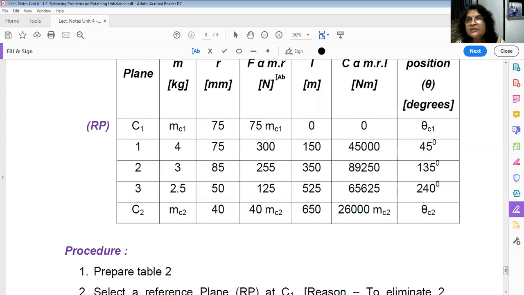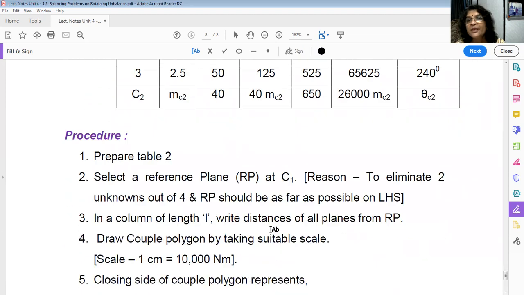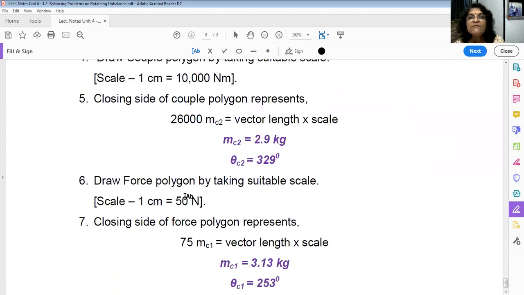So put the value of MC2 here. Now you get this force, 40 into MC2, that is 2.9 kg. Now this vector is not unknown. Magnitude we know, direction also we know. Now we can draw the force polygon. Understood? So what is the next step? Draw the force polygon by taking a suitable scale.